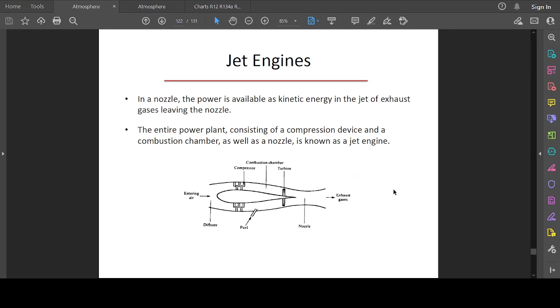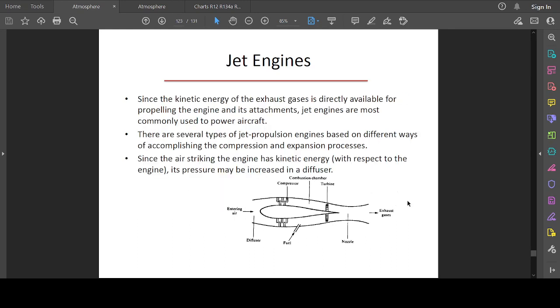So the entire power plant, consisting of a compression device, a combustion chamber, and a nozzle, is known as a jet engine. In this case, you can see the compression devices here, and the combustion chamber around this area with a fuel injector here, and you can see the turbine. The turbine is the blades that will be spinning, and you see the nozzle section and the exhaust.